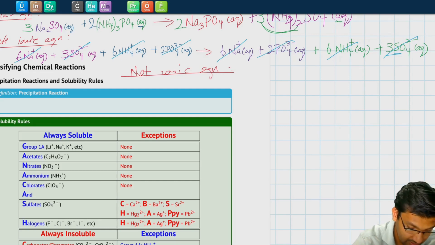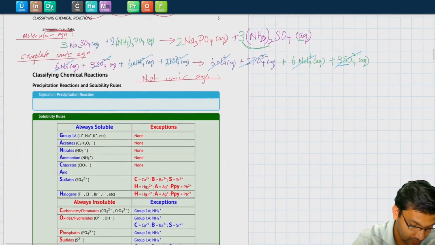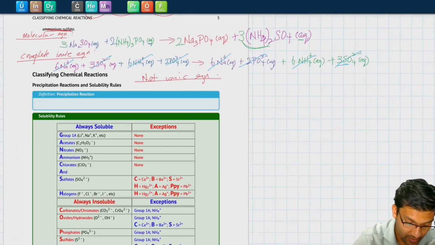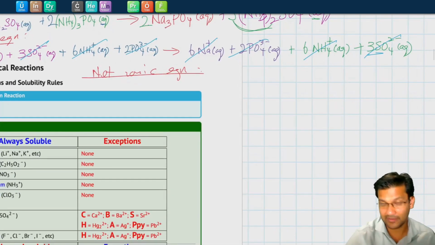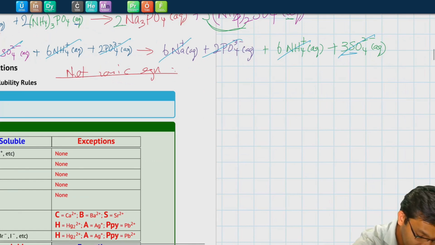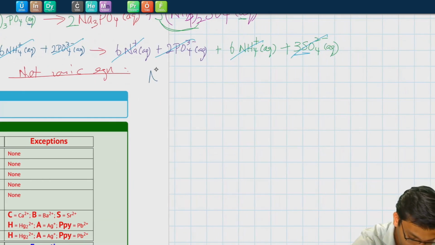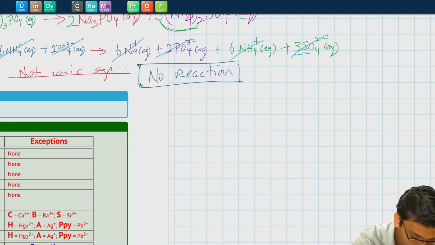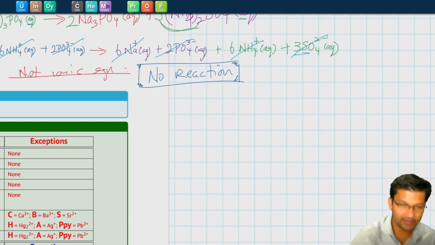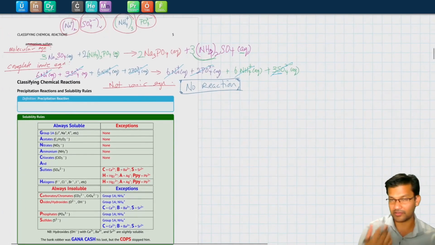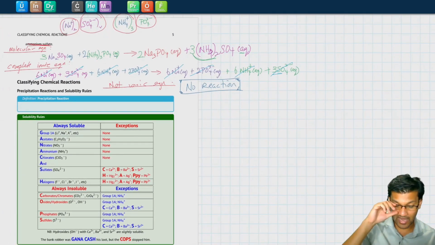Well, look at that. Everything cancels out, because everything was aqueous. So we do not have a net ionic equation. So in these cases, you should strongly write no reaction, because the ions stay the same from the beginning to the end. Nothing really changed. The ions are just there floating around. No reaction actually happens.